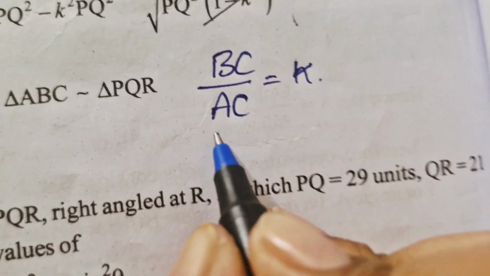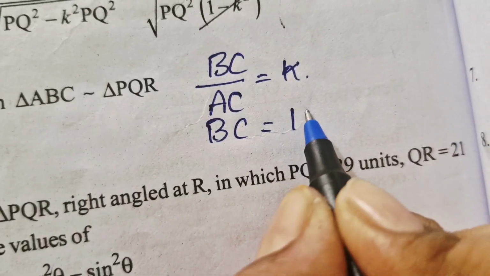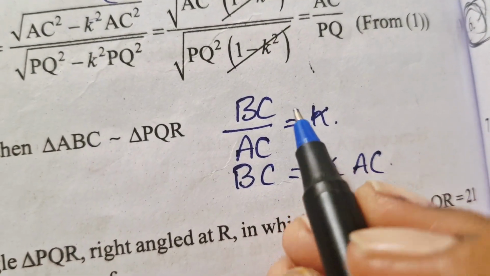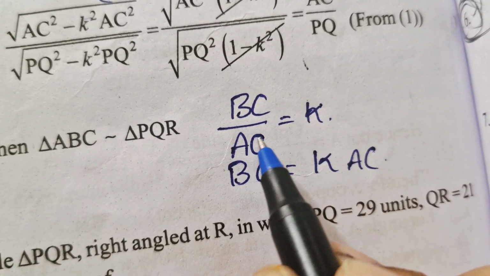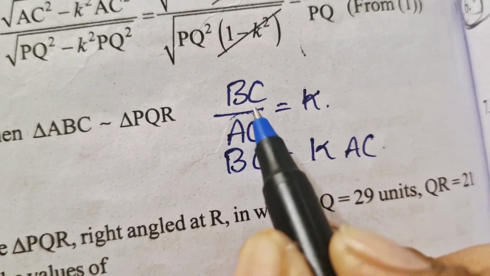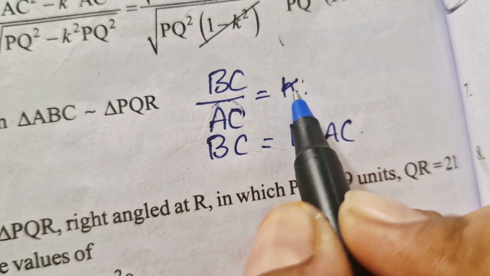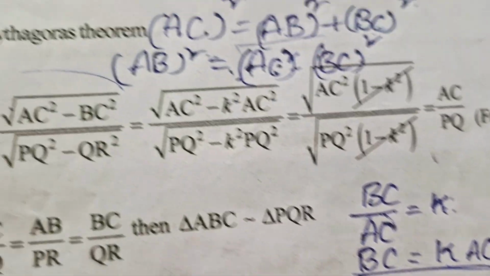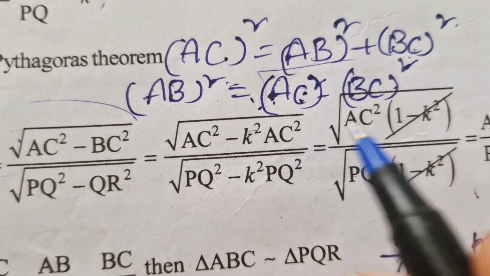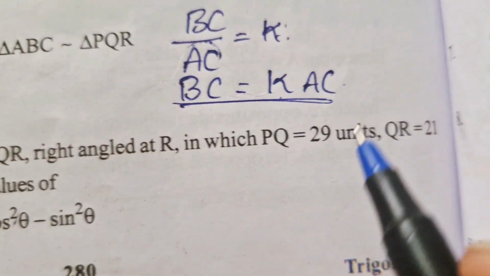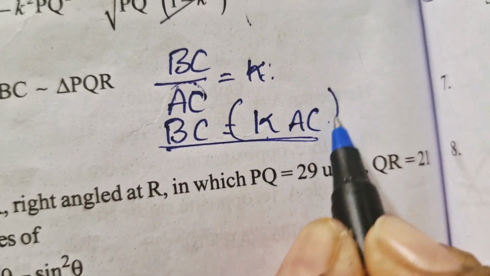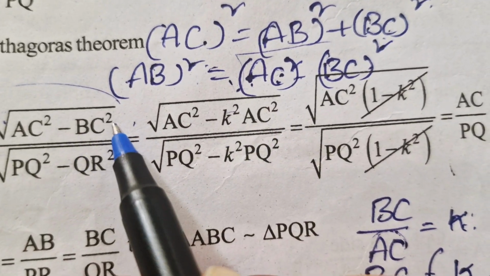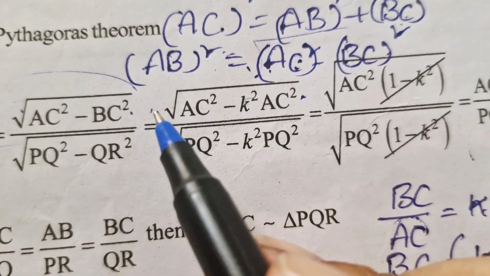Further, BC is equal to K AC. Or simply we can send AC to the other side, it can be done either way. So BC is equal to K AC. Like that we got this K square. Here BC square is there, so if we apply this in place of BC, we'll get K square AC square. What is the value of BC?